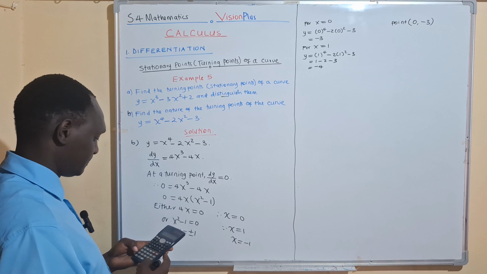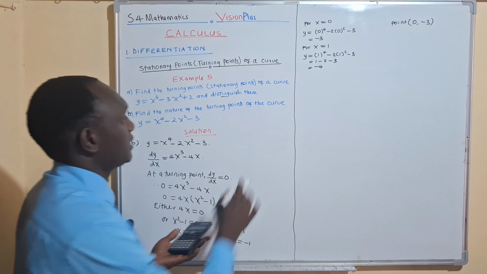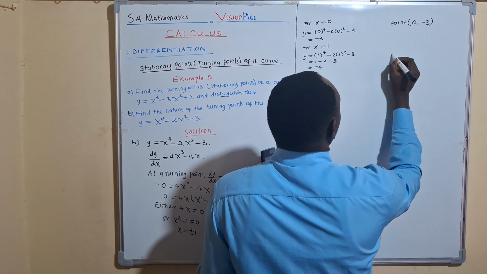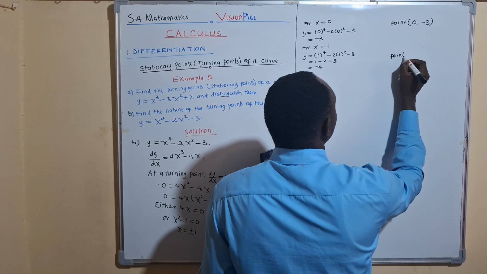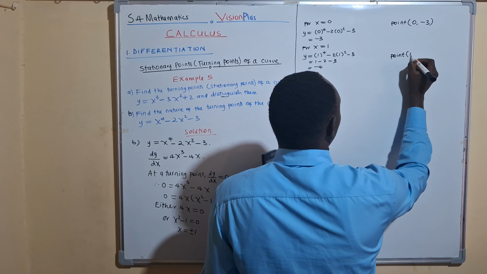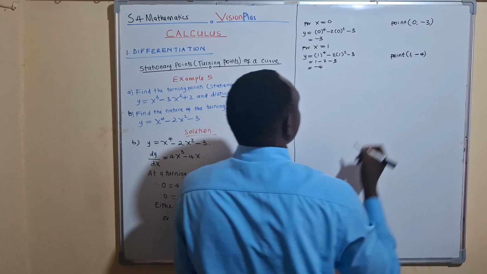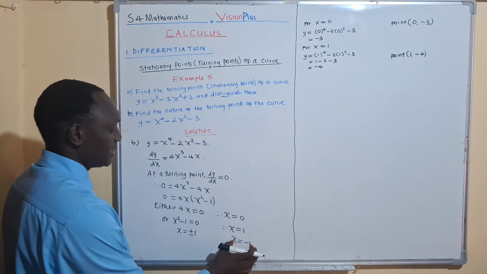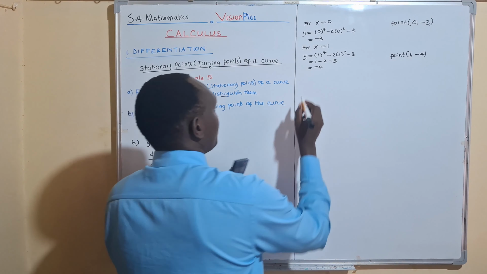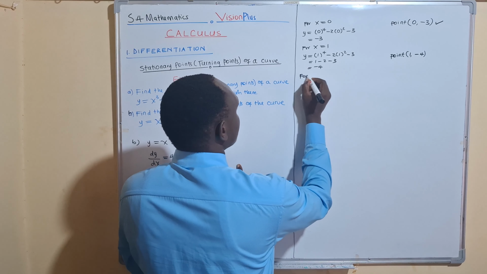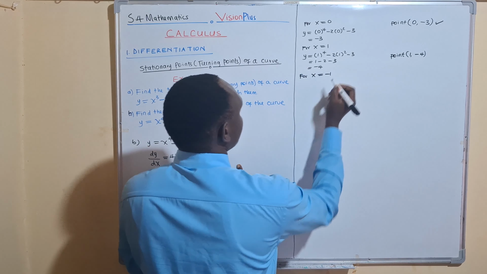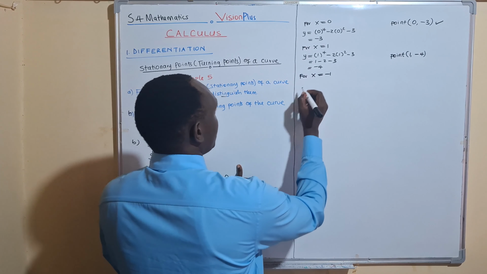Or x is 1. Yes, I'm getting negative 4. That means this coordinate point as a turning point is (0, 1) and negative 4. And then we again substitute for negative 1. For x equals negative 1, let us get the corresponding value of y.